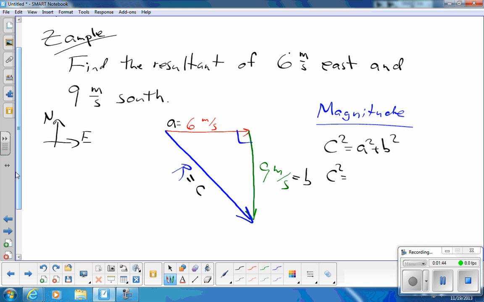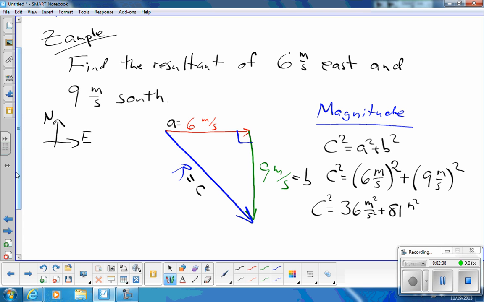So I'm going to substitute in 6, and I'm going to include the units for side A, (6 meters per second) squared, plus (9 meters per second) squared. Okay. Now the next line doesn't have to be in the solution, but I'm going to write it down. This is 36 square meters over square seconds plus 81 square meters over square seconds. And that is 117 square meters over square seconds.